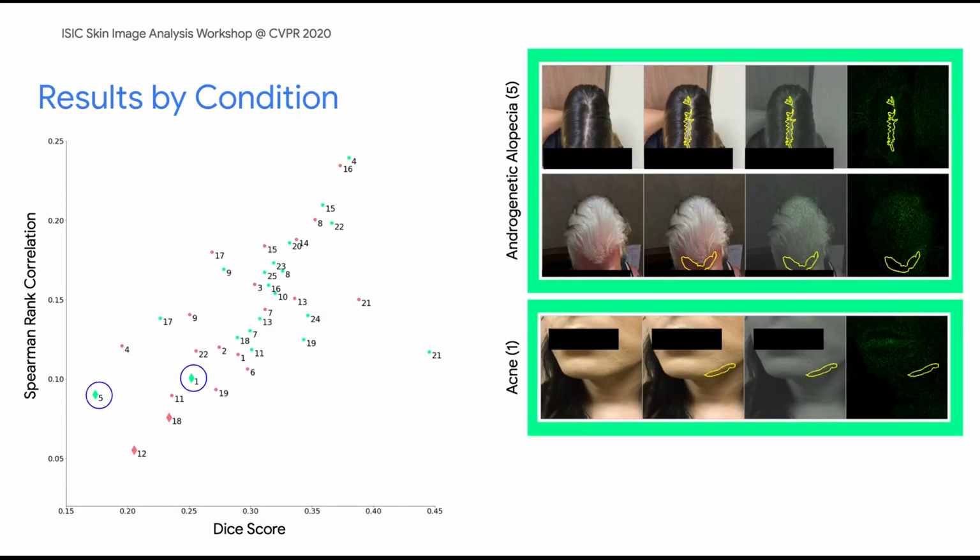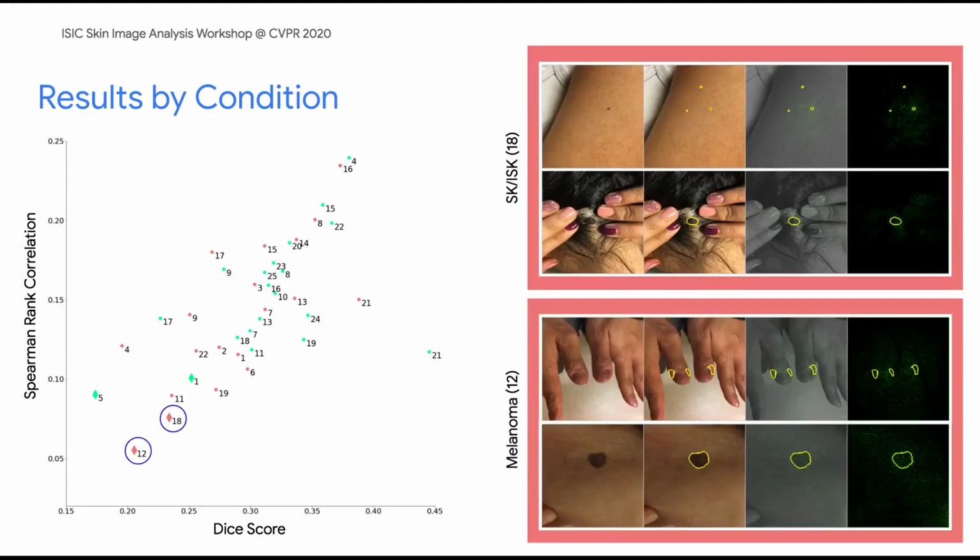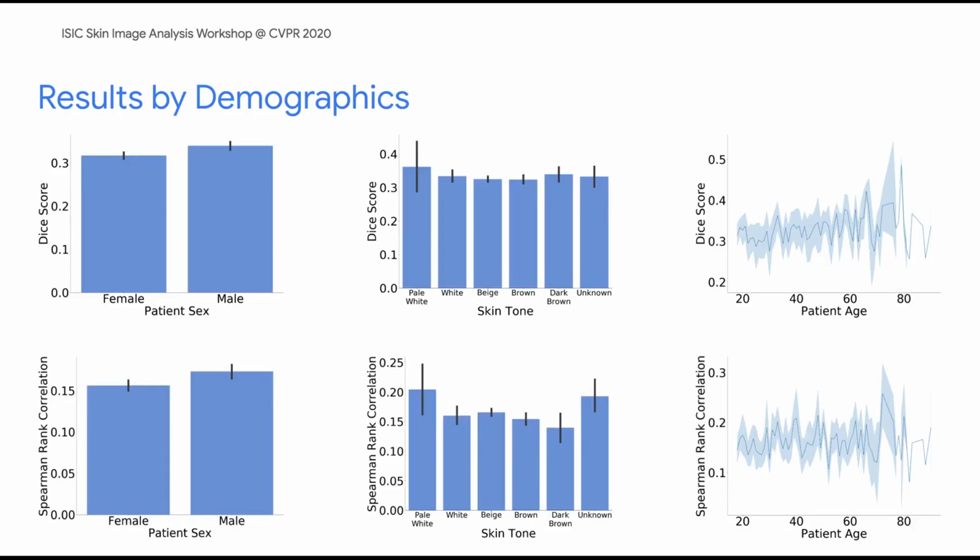Inspecting the correctly classified examples, two of the conditions with the lowest scores are androgenetic alopecia and acne, with sample images shown here. These images tend to involve the hair and the face, consistent with the previous qualitative findings. Next, inspecting the incorrectly classified examples, two of the conditions with the lowest scores are seborrheic keratosis and melanoma. For many of these images, the model again tends to assign high importance to normal anatomy, such as fingernails.